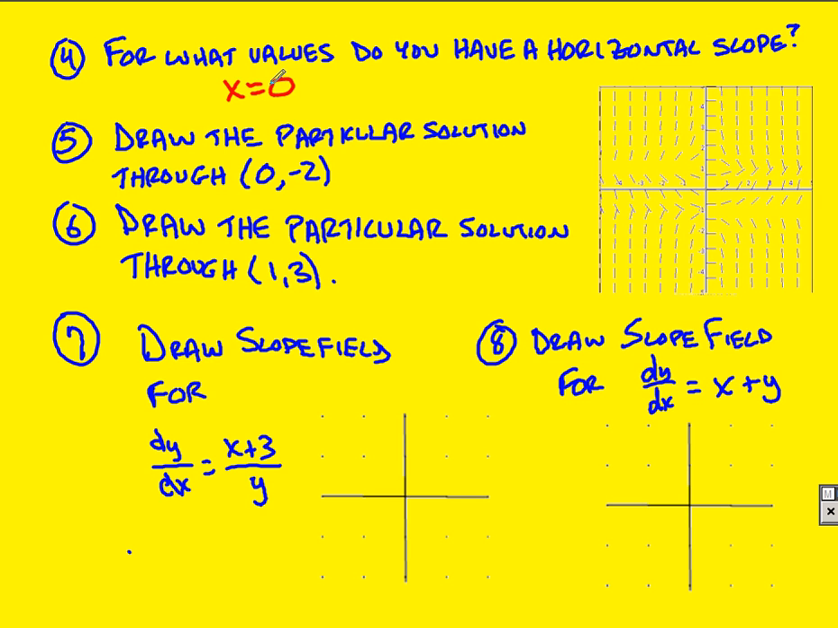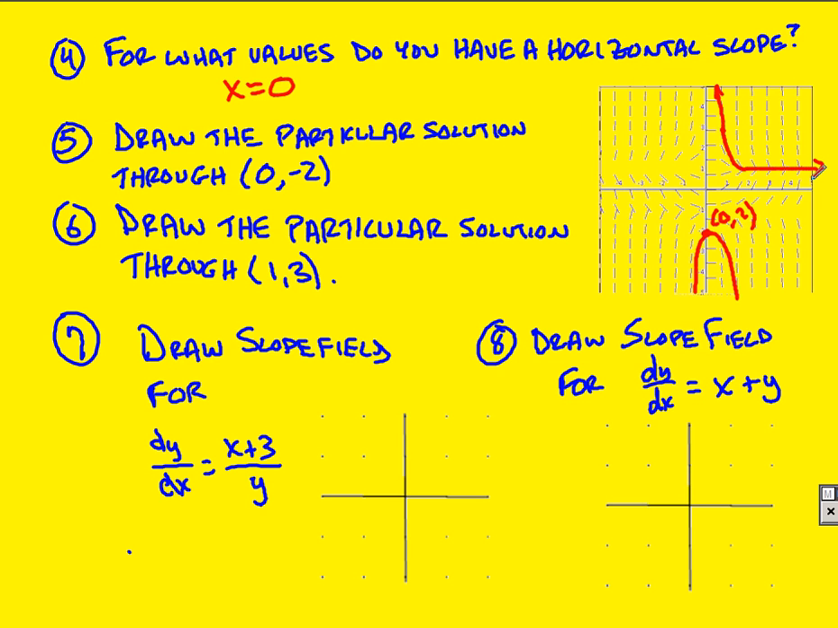Next, draw a particular solution through the point (0, -2). There's that point, and I'm just going to kind of sketch it. It looks like it's flattening out there, and then it kind of goes back down. The other point they want you to look at is (1, 3), so like right here. And this one's kind of weird, because right here, it looks like you're going to hit the line no matter what you do. Technically, you should go right in between them. It's tough to tell what happens.